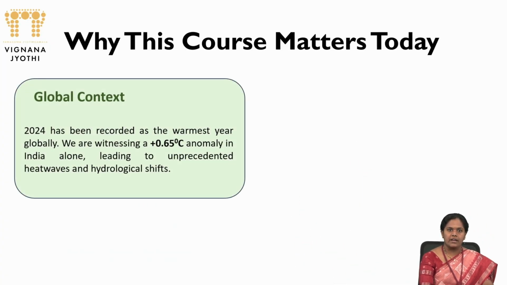According to recent data, 2024 has set new records as the warmest year globally. In India, we have seen a temperature anomaly of 0.65 degrees centigrade. This is not just a number, it translates to the heat waves which you have experienced this summer.